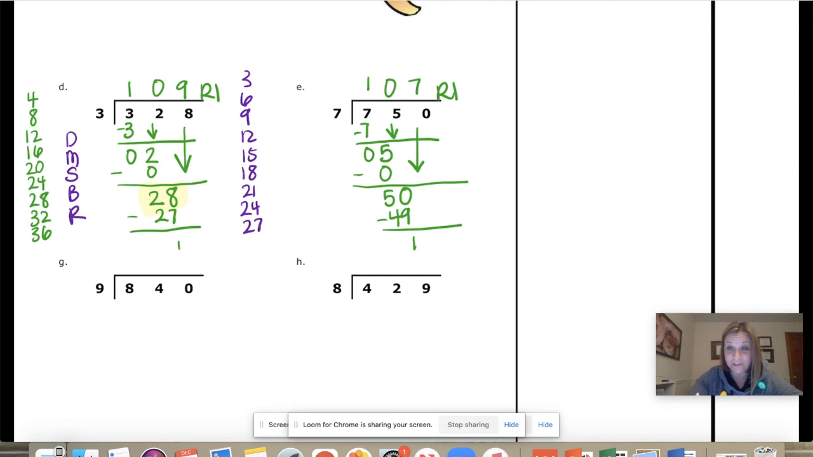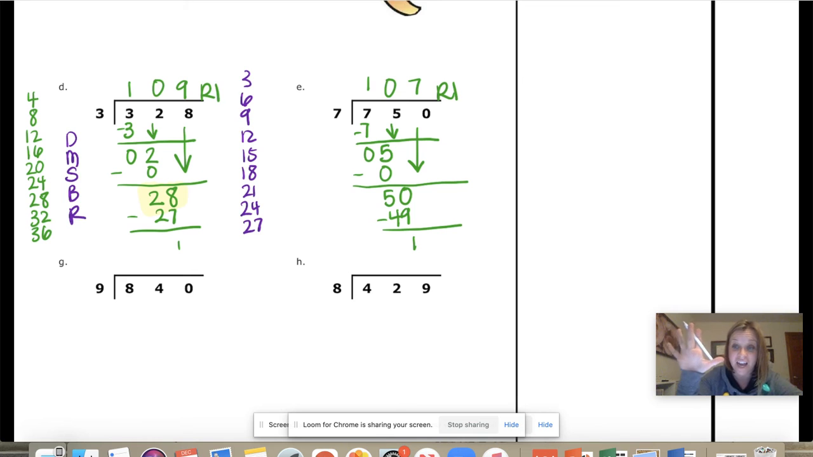Okay, for this problem, I got 107, remainder 1. And we had that tricky middle 0 again. It's okay if that tripped you up. Just kind of take a look at it now. 7 divided by 7 is 1. 7 times 1 is 7, okay? Not too bad yet. When we take 7 minus 7, we get a 0, and then I have to bring my 5 down. And here's where that tricky part is.